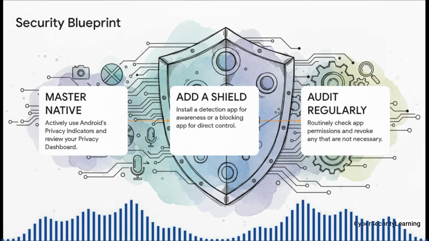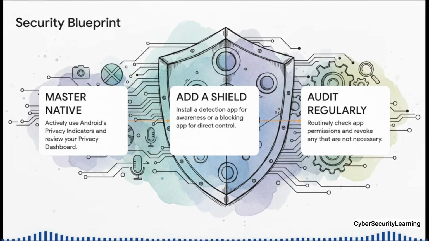Step 2, add a shield. Install a detection app for awareness or a blocking app for total control. And Step 3, audit regularly. Go through your app permissions and be ruthless. If a silly game doesn't need microphone access, turn it off.